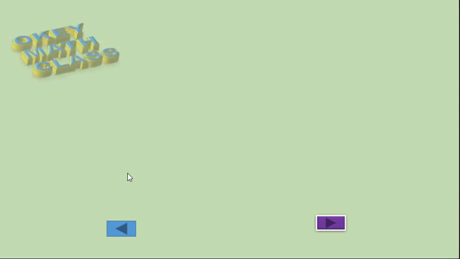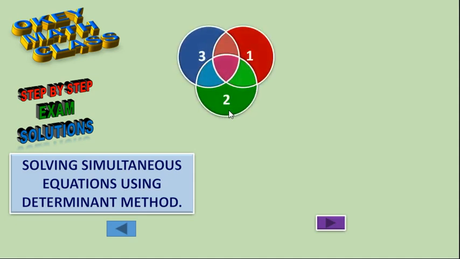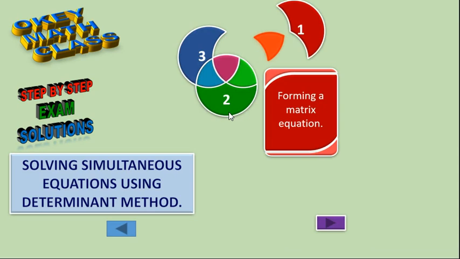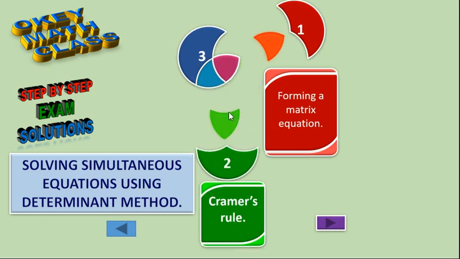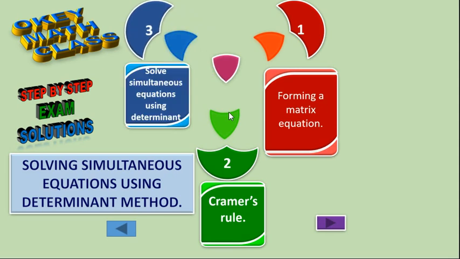Okay, math class, present step-by-step exam solution to solving simultaneous equations using determinant method. In this presentation, we'll be studying number 1, forming a matrix equation. Number 2, we're going to see using Cramer's rule or any other method to solve simultaneous equations. Then number 3, we are going to see solving simultaneous equations using determinants.